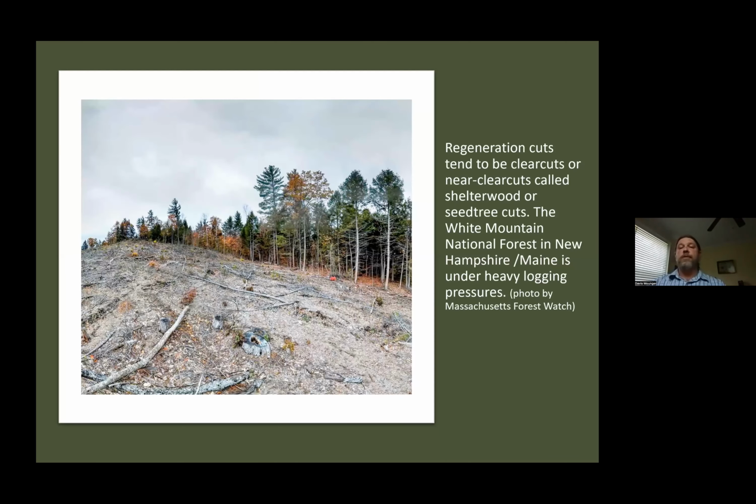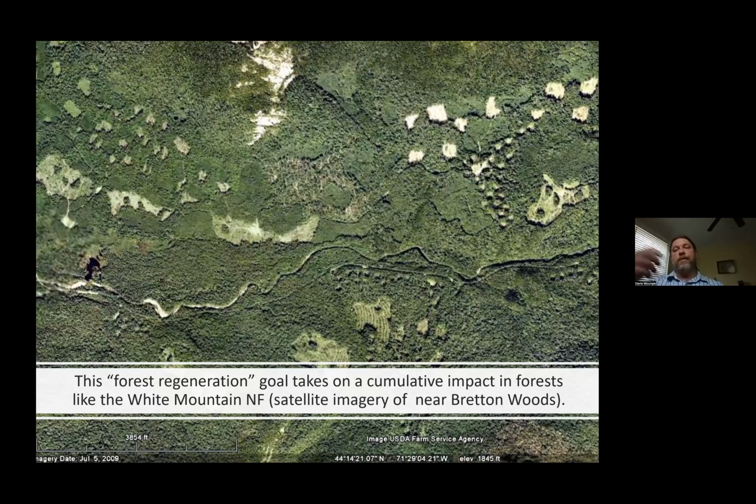The regeneration cuts also tend to be cuts that involve clear cutting, where all the trees in an area are taken out, or almost all of them. They leave a few. They'll call that a seed tree or shelterwood cut, and this can bring a multiplicity of problems on its own. Look at this shot over in White Mountains National Forest. You can see erosion is probably starting to begin there. We see this also fragments the forest. That starts creating a lot of issues in terms of wildlife habitat.